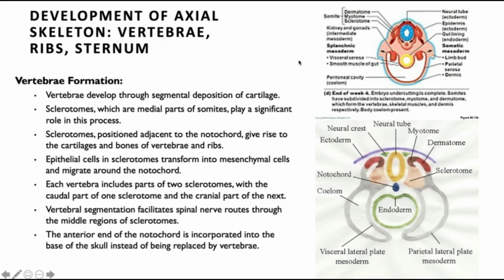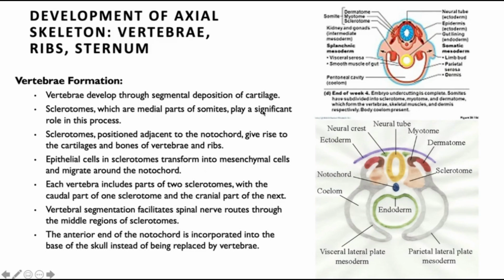But the vertebral column basically develops bit by bit by segmental deposition of cartilage. So we're going to start off with cartilage, of course, before we later ossify it and make it into bone. Okay, so sclerotomes, which are the middle parts of the somites, have a very important role in this process.